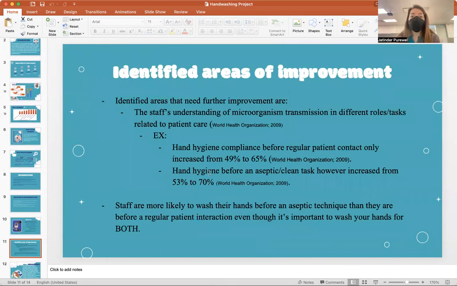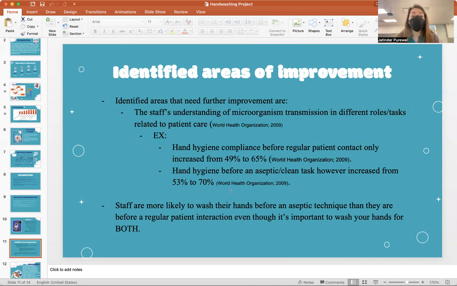So identified areas of improvement. Identified areas that need further improvement are the staff's understanding of microorganism transmission and different roles and tasks related to patient care. So for example, hand hygiene compliance before regular patient contact only increased from 49 to 65%, whereas hand hygiene before an aseptic clean task increased from 53 to 70%.